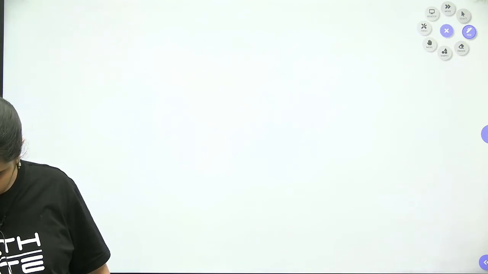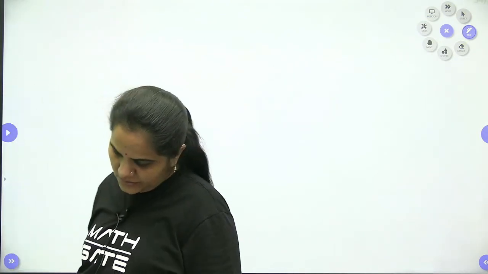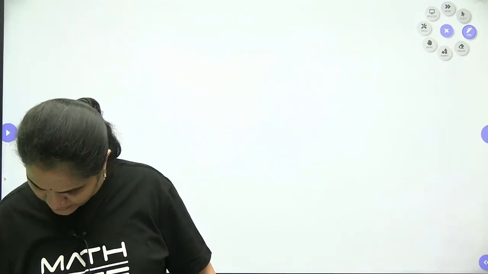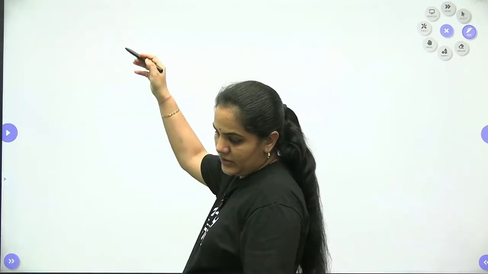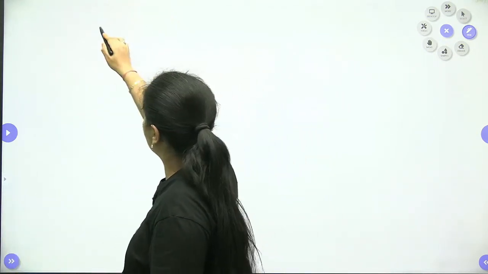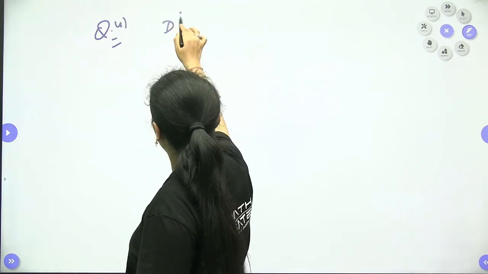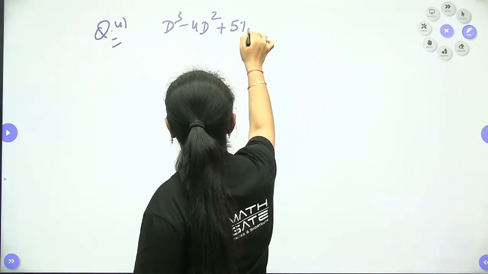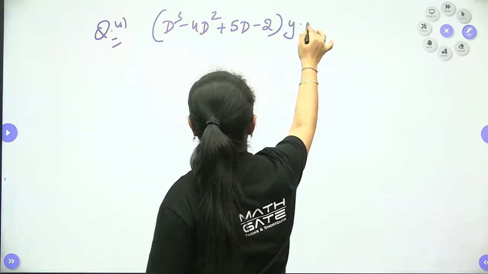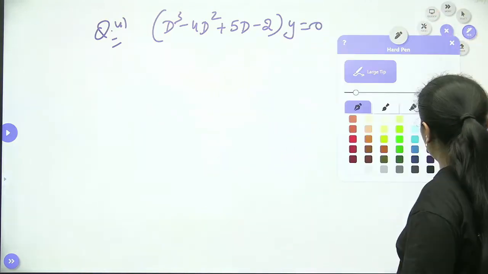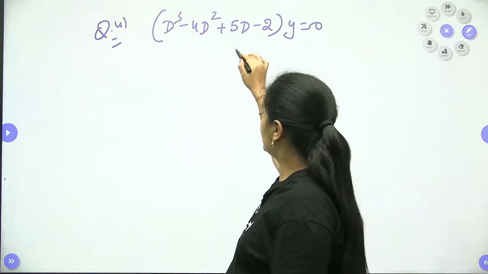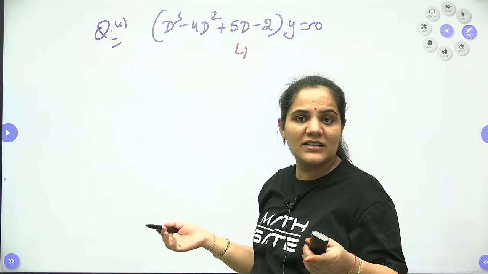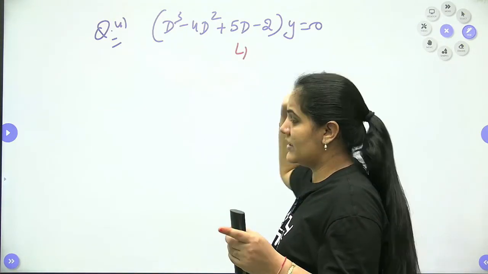Okay, done to everyone. Now we can have a discussion on one more question for the same concept. So let's have a discussion on one more question, dear students. The question is: find the solution, the complete solution. Question number 4. D cube minus 4D square plus 5D minus 2, y equals 0. I will not write down the second form, as you know very well what it is. This is nothing but d3y by dx cube minus 4 d2y by dx square plus 5 dy by dx minus 2y equals 0.